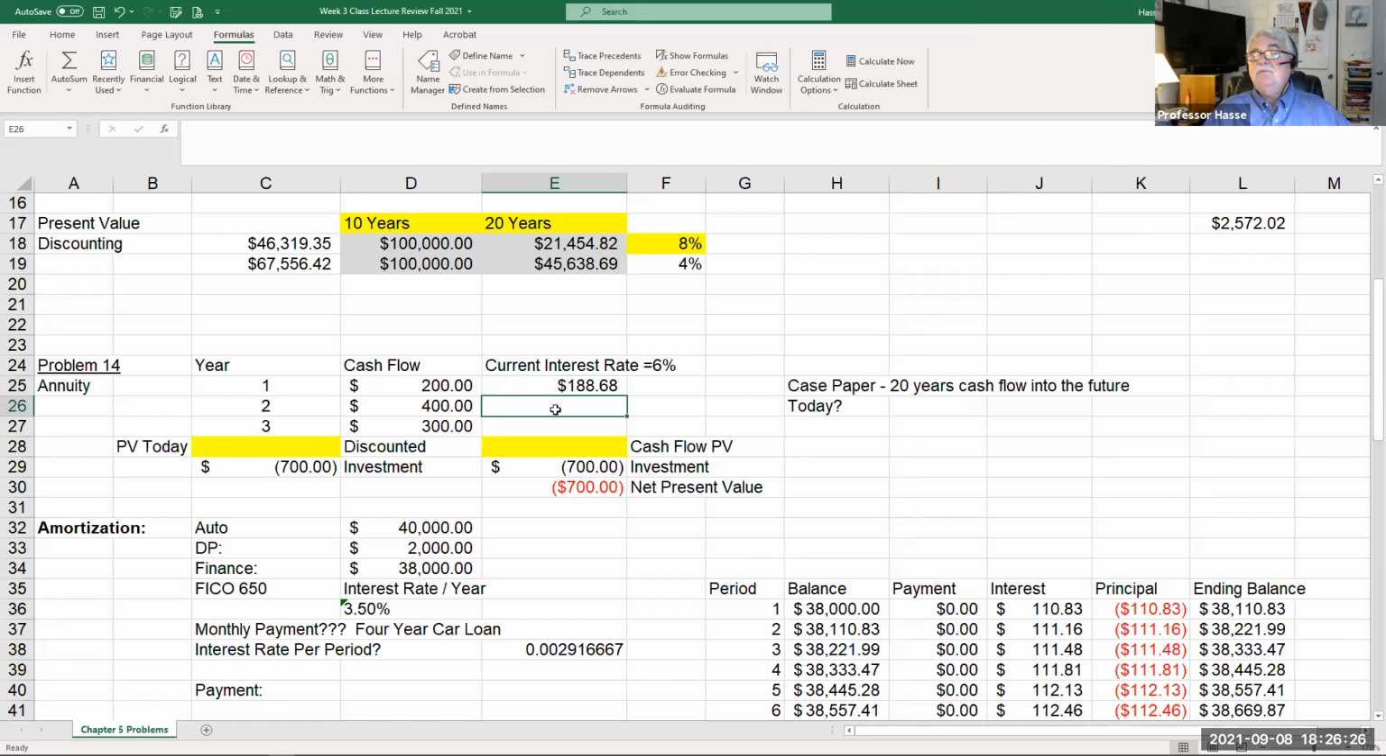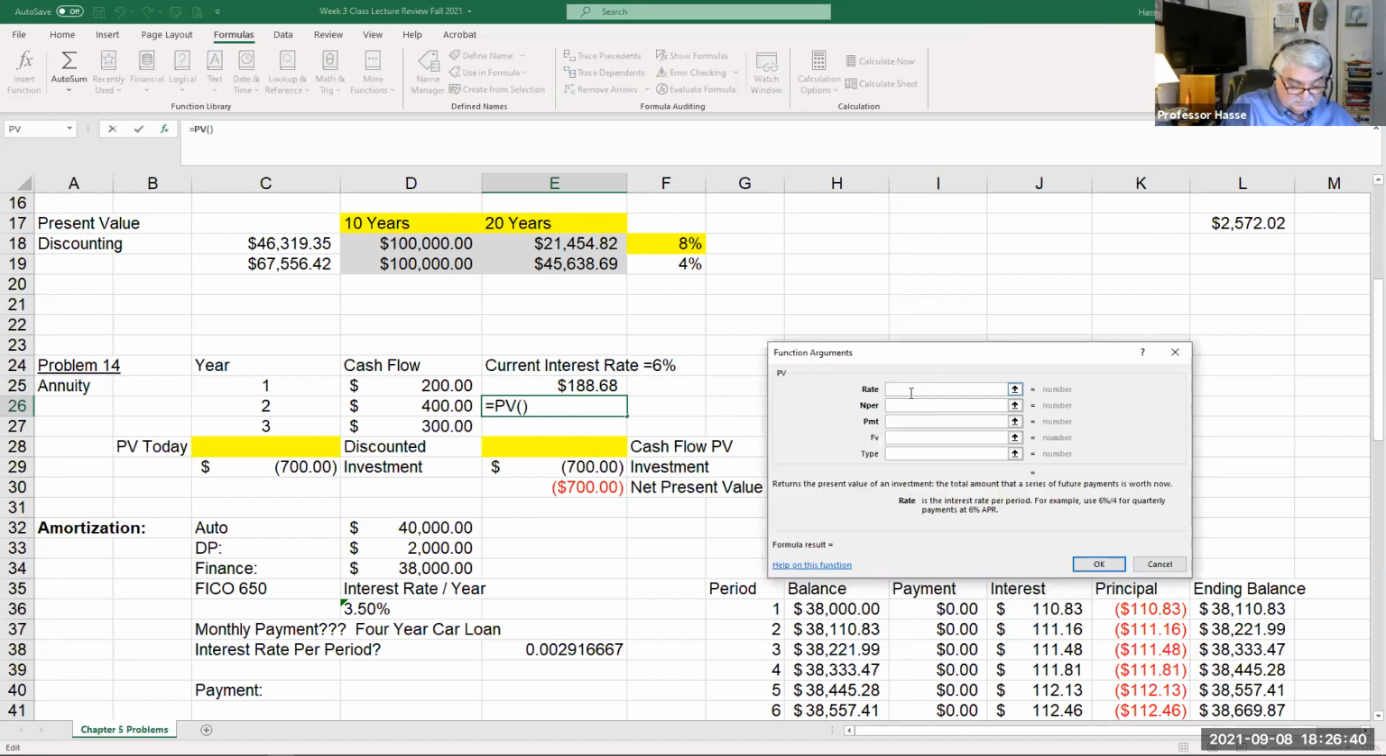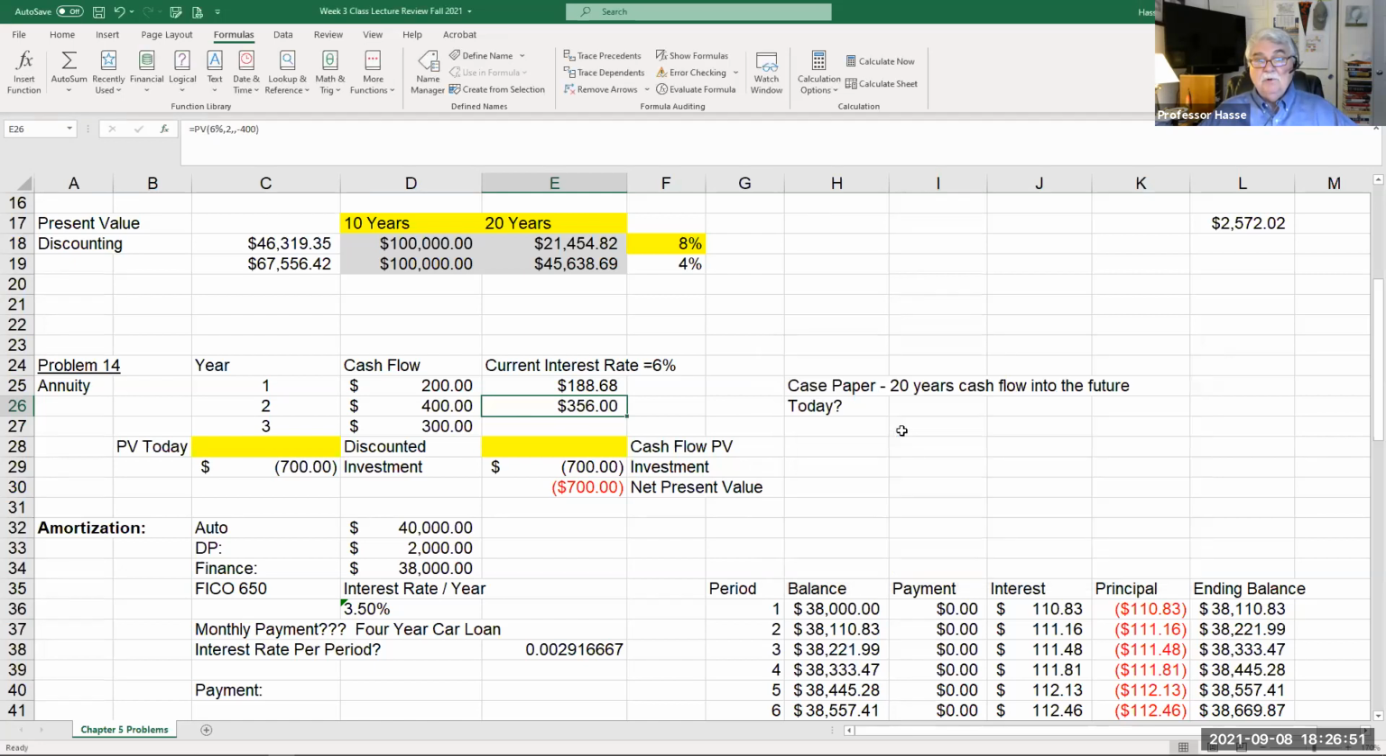How about year 2? $400. Function, financial, present value. Still the 6% interest rate, discount rate. But now it's 2 periods. And the amount after year 2 is $400, minus $400. Boom. Okay. $356 is its present value. How about year 3?